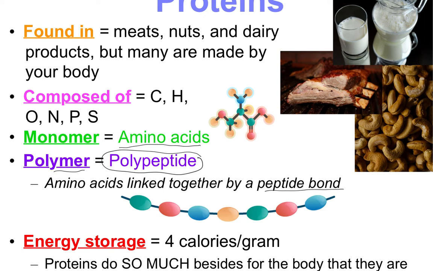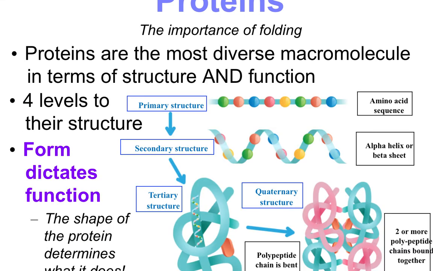Proteins are going to give us 4 calories per gram, and remember though that they do so much more than just provide energy for the body. I mean, your body will usually break down proteins as a last resort for energy because it needs them for all of those other functions we talked about. In fact, proteins are even more important because they do this folding structure. Proteins are the most diverse macromolecule in terms of their structure and how they function.